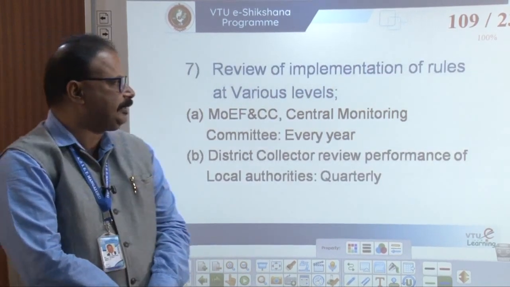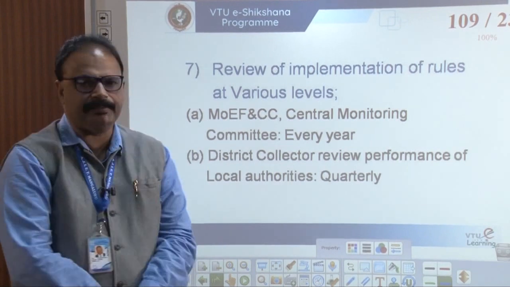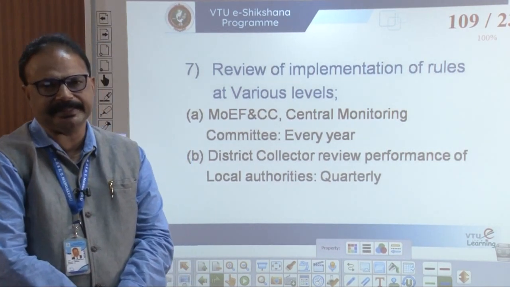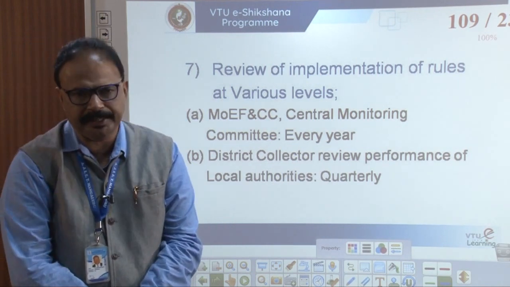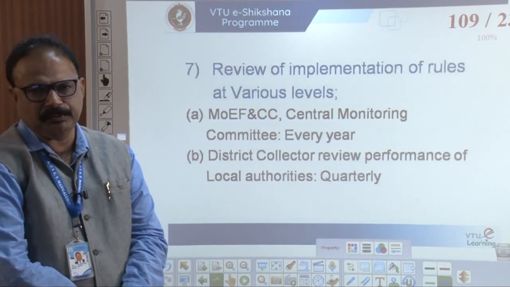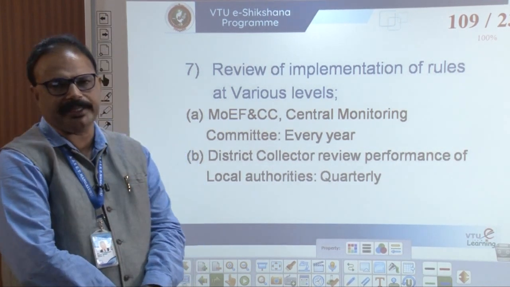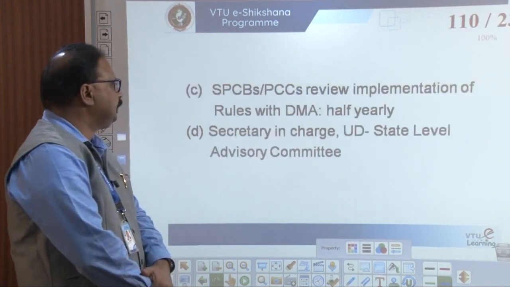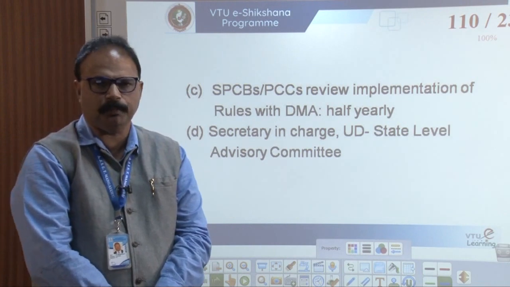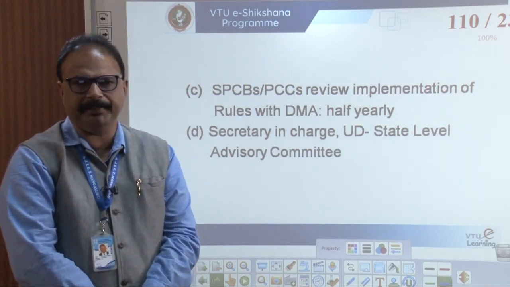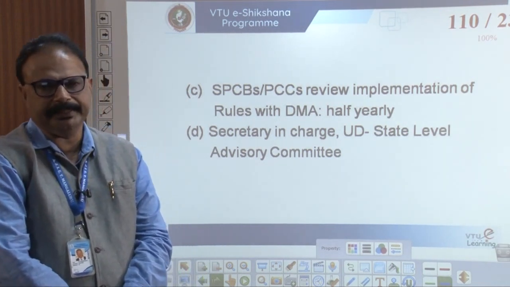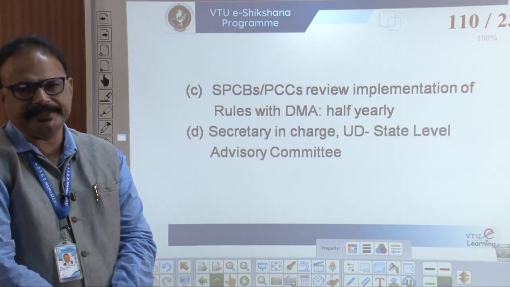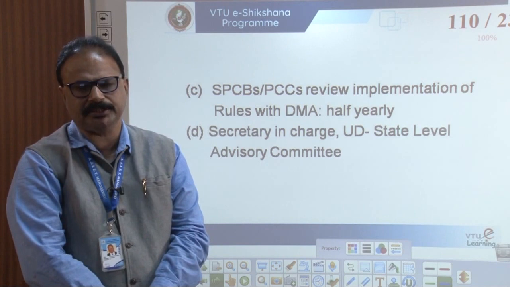Review and implementation of rules at various levels. This is the 7th rule. MoEF and CC Central Monitoring Committee: every year. District Collector reviews performance of the local authority quarterly. State Pollution Control Board reviews implementation of rules. DMA: half yearly. Secretary in charge of UD: state level advisory committee.